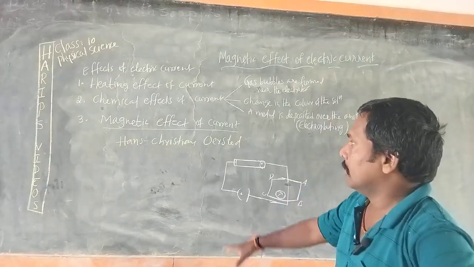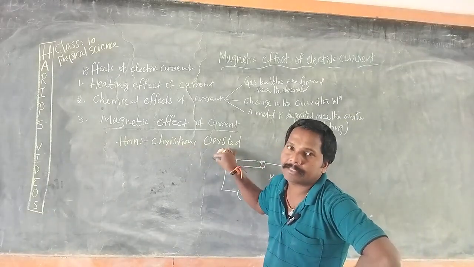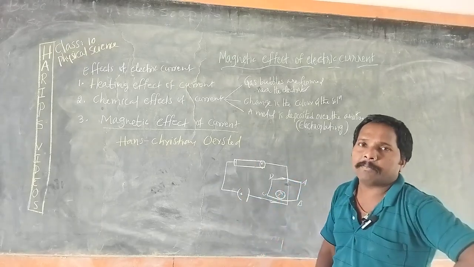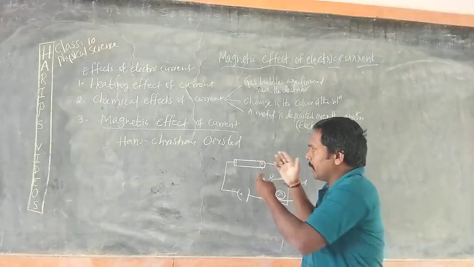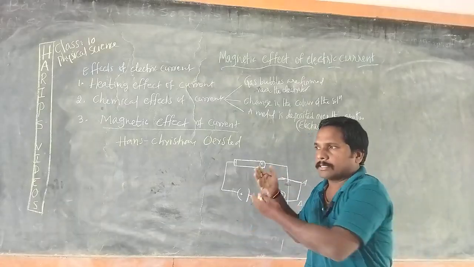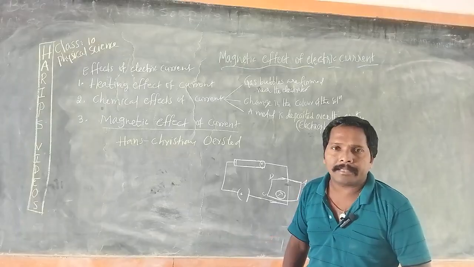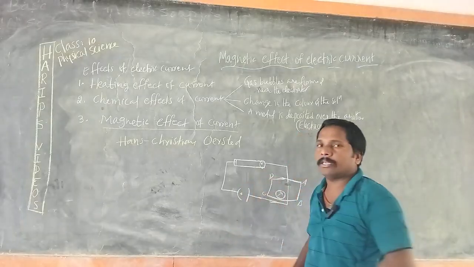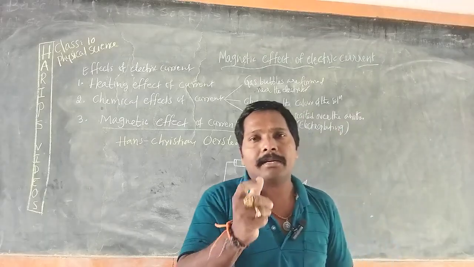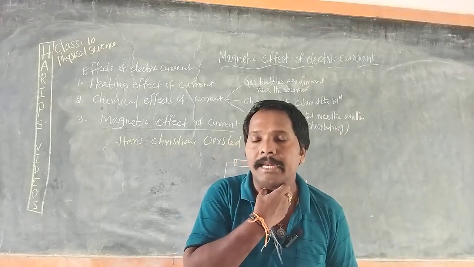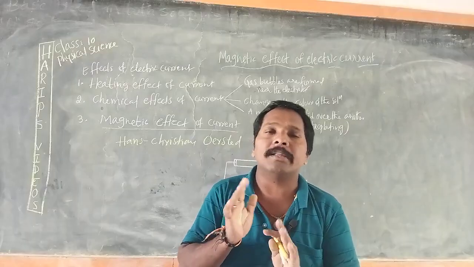Because of the Hans Christian Ørsted experiment. So this is a very simple experiment, right? Make an electric circuit, place the magnetic compass underneath the current carrying conductor, switch on the key, and observe that the needle in the magnetic compass shows deflection.